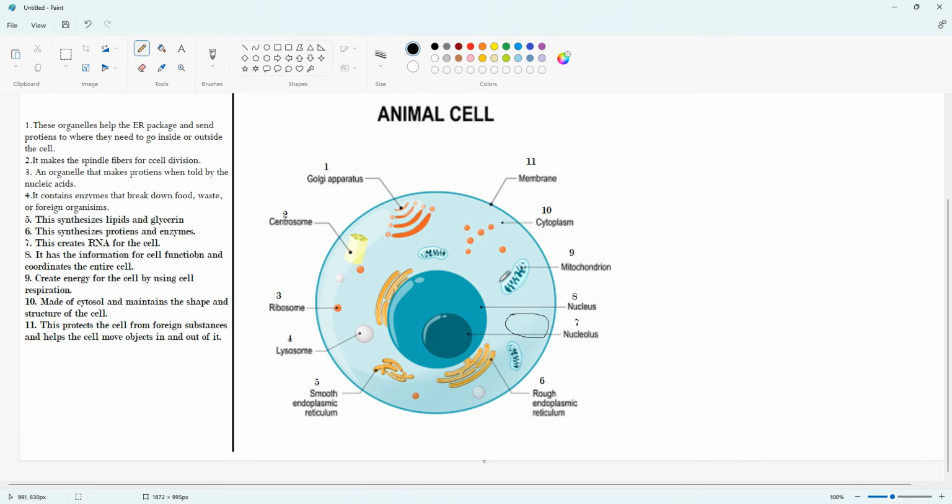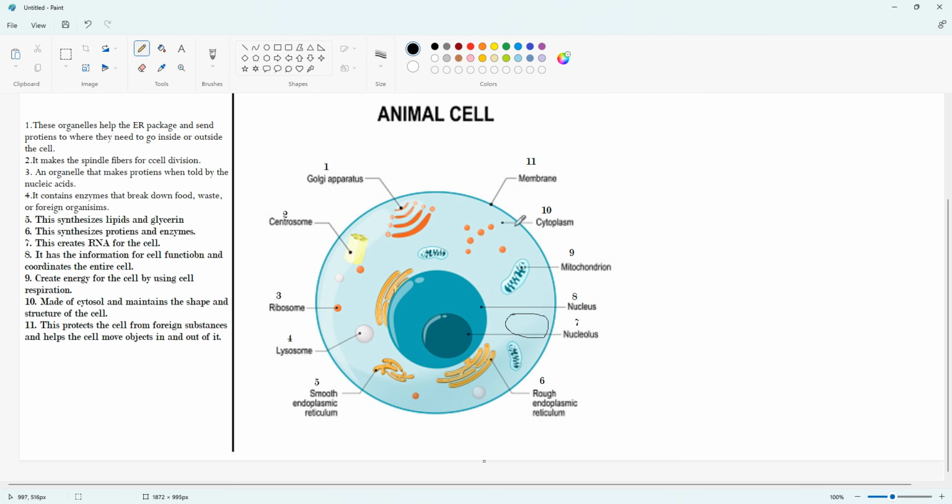The next thing I'm going to talk about is the mitochondrion. So mitochondria create energy for the cell by using cell respiration. They take sugar and glucose, and then they mix them together, do some stuff, and then they get energy, which is also known as adenosine triphosphate, and some byproducts such as carbon dioxide.